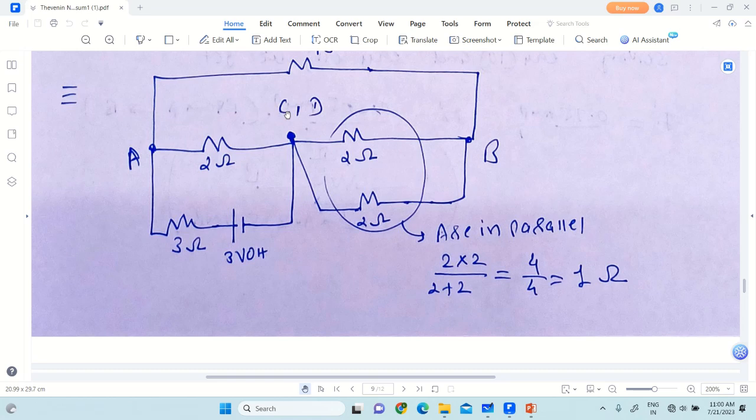So as per the definition of parallel connection, we can say that this resistance and this resistance are connected in parallel. So its equivalent is 2 into 2 upon 2 plus 2. So it is 1 ohm.